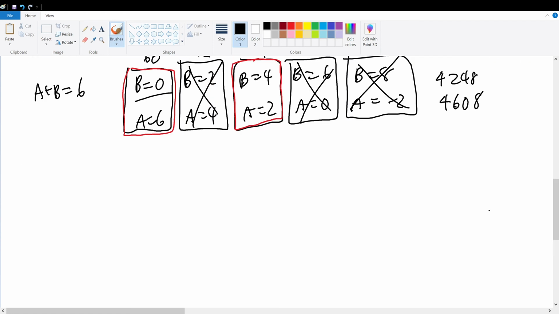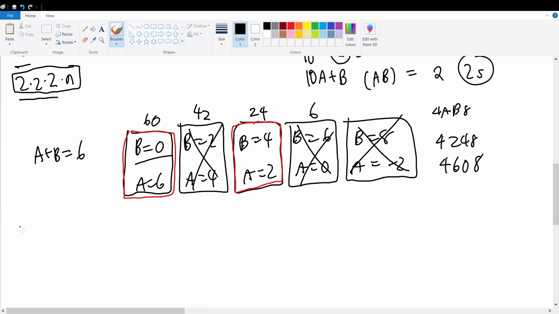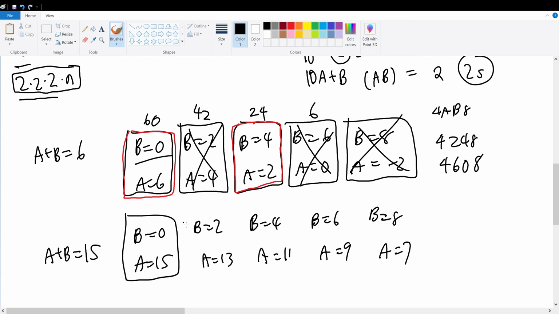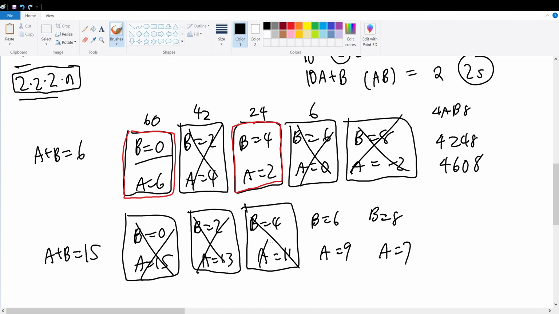And now for our second condition, which is when a plus b is equal to 15. And likewise, b can only be equal to 0, 2, 4, 6, and 8. And when b is equal to 0, a is equal to 15, 13, 11, 9, and 7. And right off the bat, we know that these three solutions won't work, because a, which is the tens digit, has 2-digit numbers for it. So these three are not solutions.